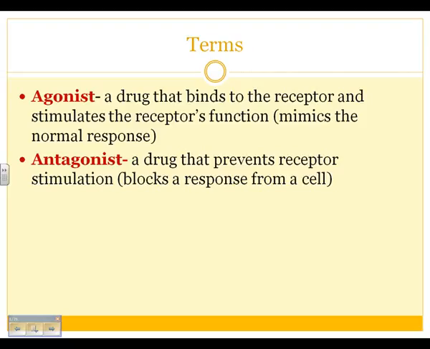So when you look at your drug book, you will see that some drugs are agonists and some drugs are antagonists. So now you know what that means. Okay?